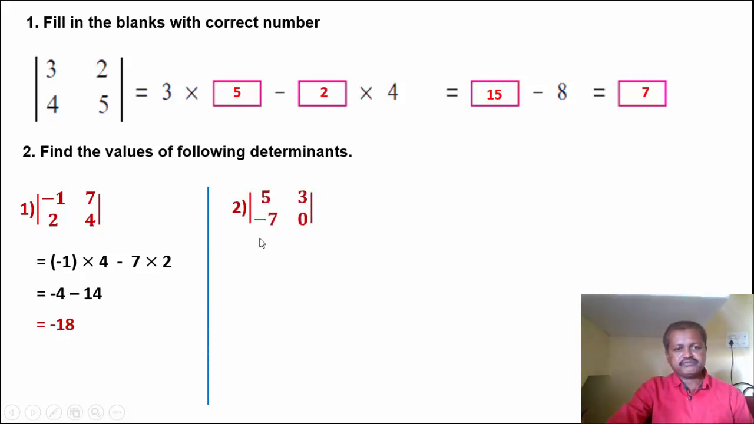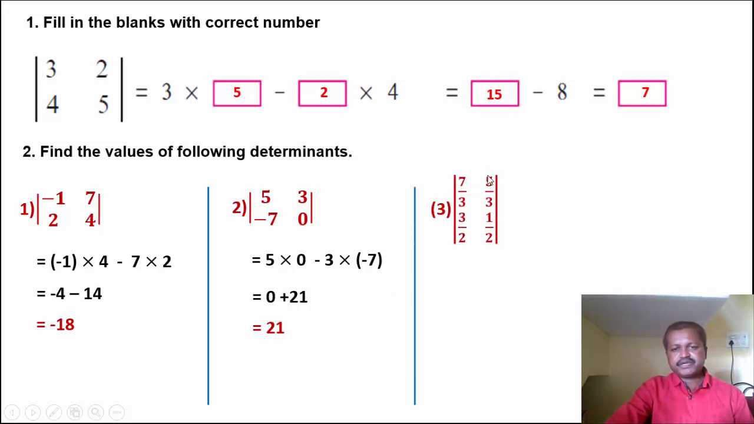So 5 into 0 minus 7 into 3. So right here, 5 into 0 minus 3 into minus 7. So 5 into 0, that is 0, and minus 3 into minus 7, so it is a plus 21. So right here, 0 plus 21, it is a 21. Now we solve third example.